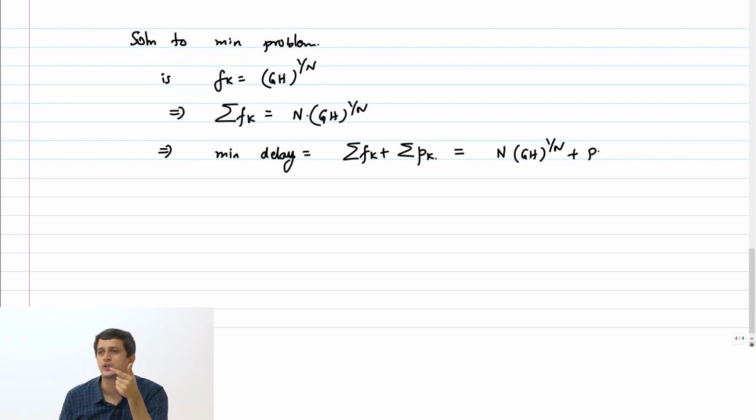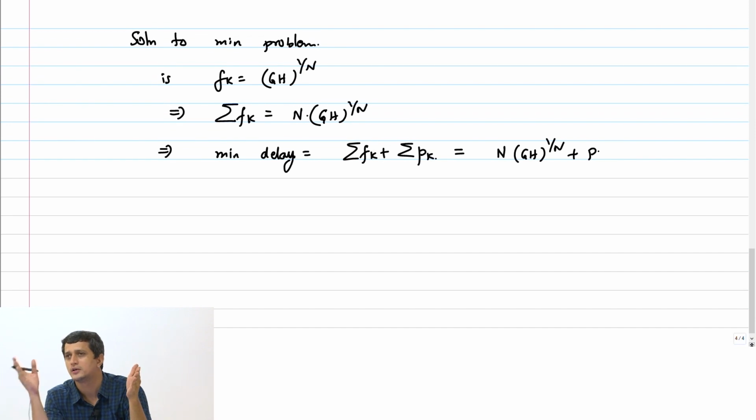So that's where we are using the fact that this is an AM-GM inequality, right? The inequality always holds. The AM is always greater than or equal to the GM. And we are saying that the minimum occurs when all the terms are equal.